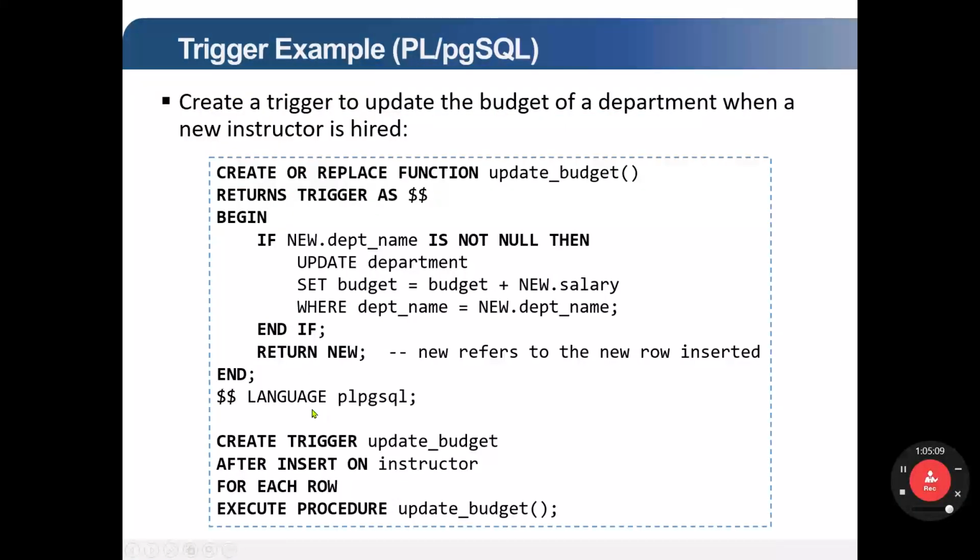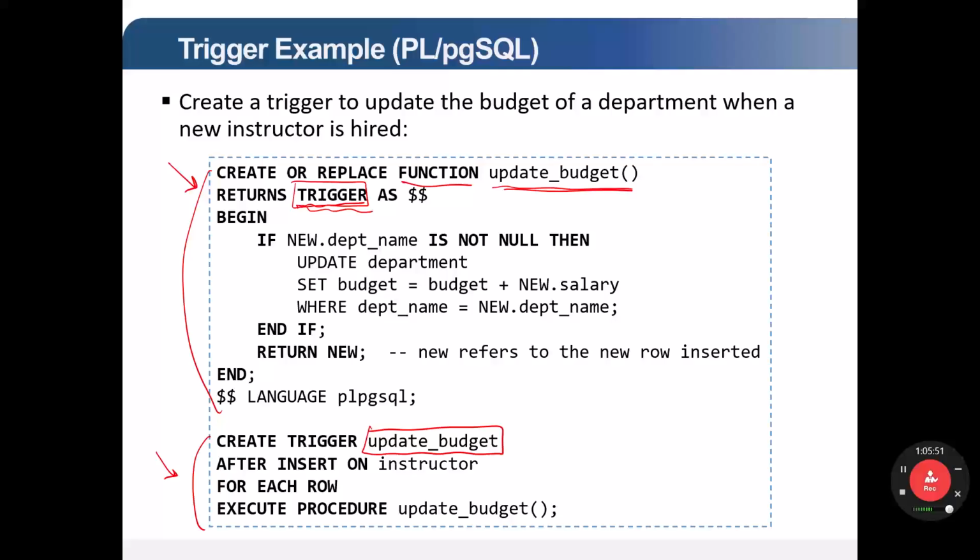Okay. So an example is shown here. This is just a regular function. This is a function with this name. It doesn't have any argument, but it returns a trigger type, because this function is going to be used as a trigger. So you should say this function is supposed to return a trigger. And the trigger definition is given below. The trigger name is update budget.